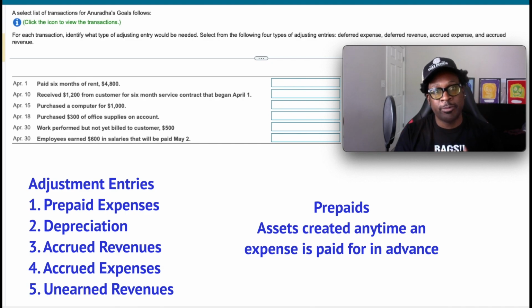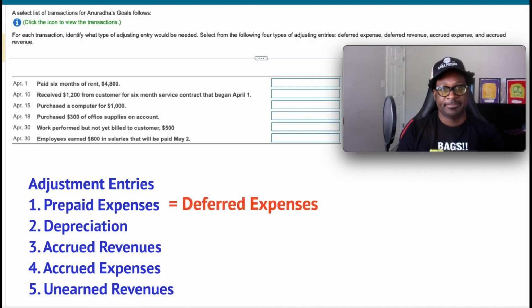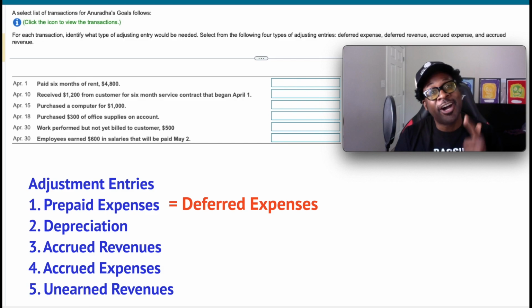Now, as time goes on, that particular asset goes down, which makes it adjustable because the rent expense is going up. So, from that particular standpoint, prepaid expenses are also known as deferred expenses. In contrast to a prepaid expense, we also have unearned revenues. Now, unearned revenues aren't technically revenues.